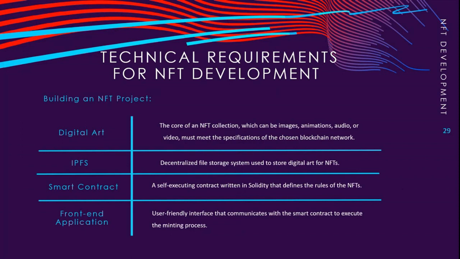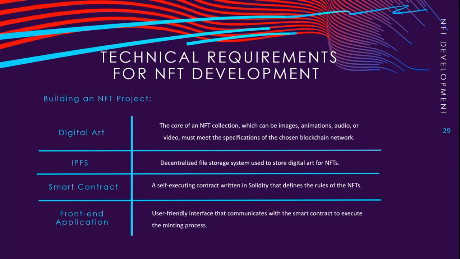An NFT collection involves four main components. The first one is the digital art. This is the core of an NFT collection, which can be images, animations, videos, or whatever. Then we have technology such as IPFS, which provides decentralized file storage. This is normally used to store all the digital art of most NFT projects. It basically ensures durability and availability by using peer-to-peer networks of nodes.